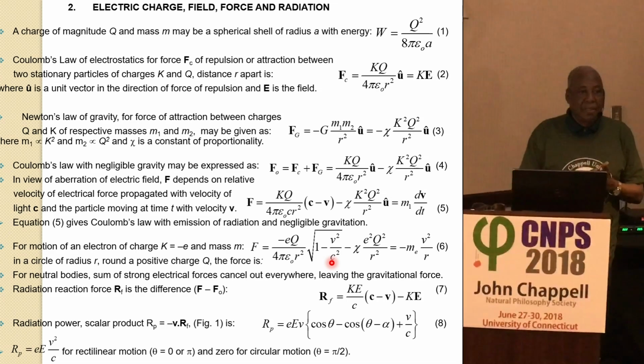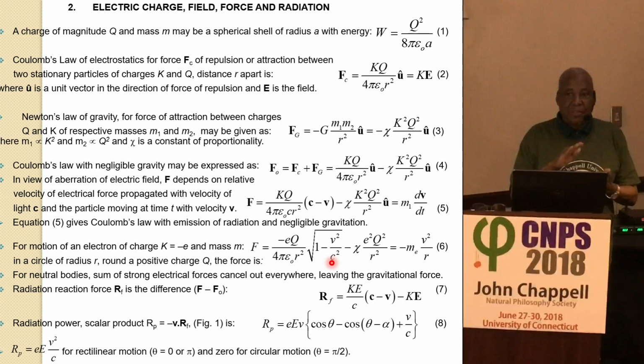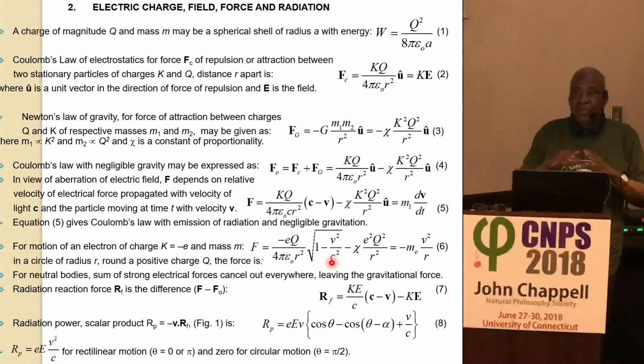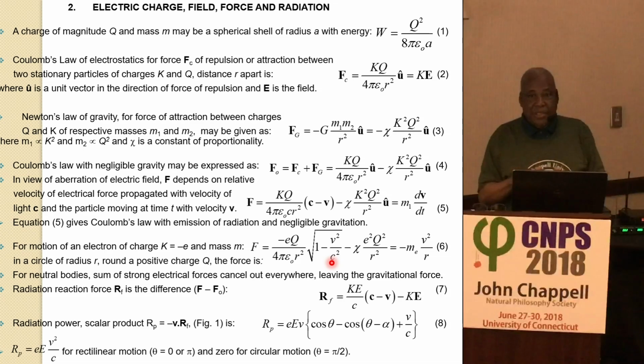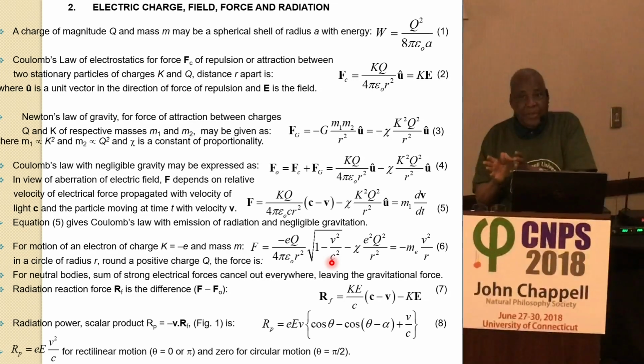So we can say that the force on a moving charged particle is less than the force on a stationary particle. If you have an electric charge Q in an electric field E, the electrostatic force is EQ. But if it moves, the electrostatic force becomes less. Now the difference between the force on a stationary charged particle and the force on a moving charged particle gives you the radiation reaction force.